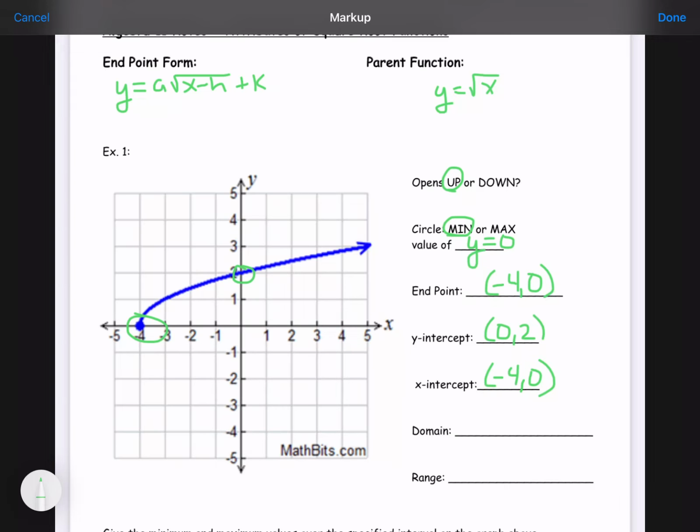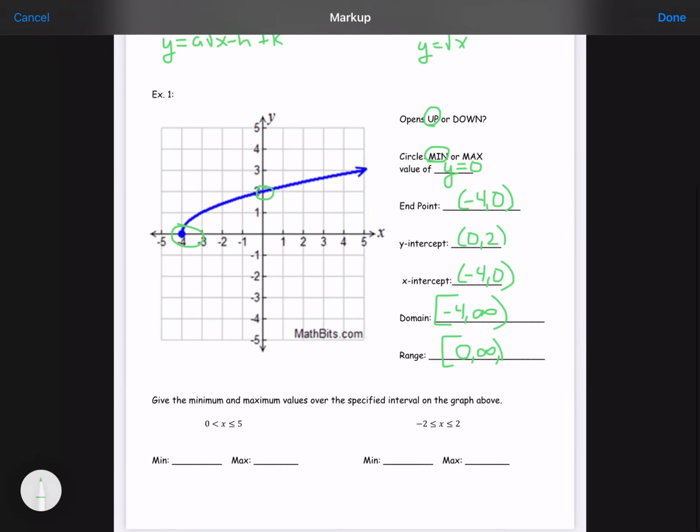So then when we're talking about domain and range, domain, remember, is all x's. So it starts at -4 and goes to infinity, and you would say it's closed at -4, but open at infinity. And then with the range, we go low to high, y values. So the lowest value is 0. It goes all the way up to infinity. It's always open at infinity, and it's closed at 0 because it's a closed point.